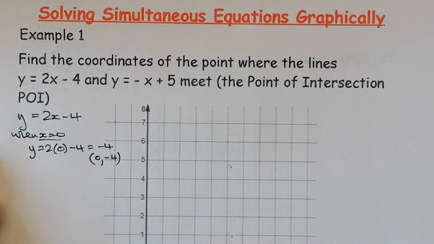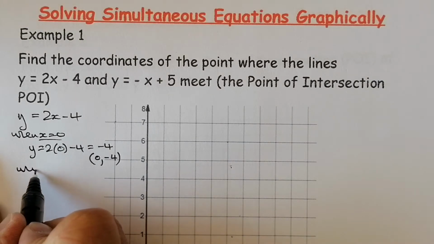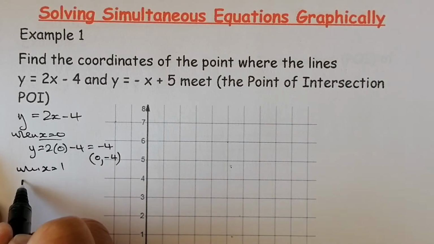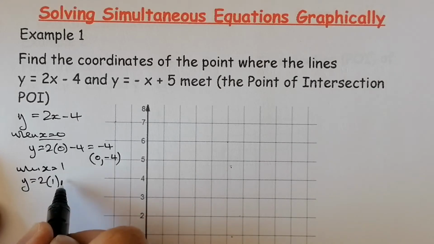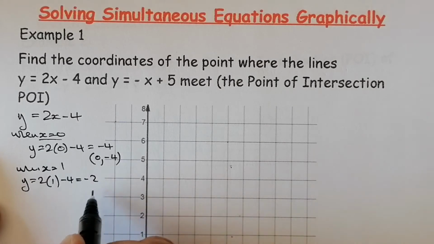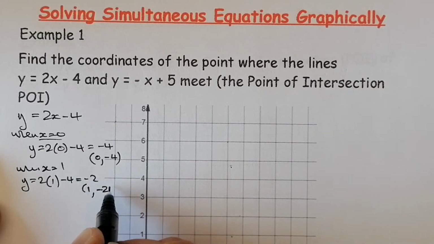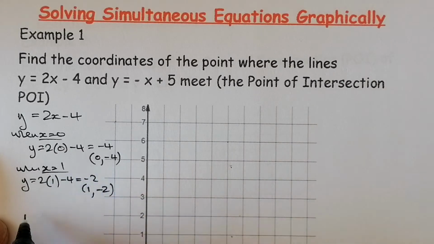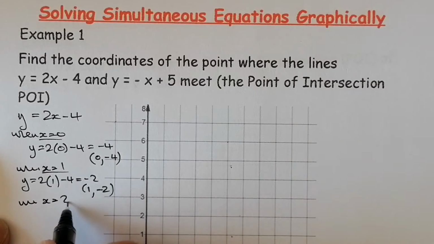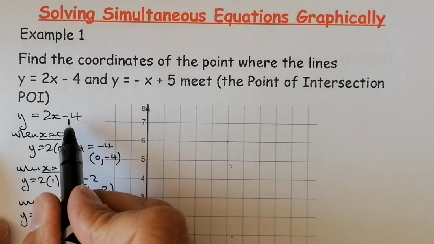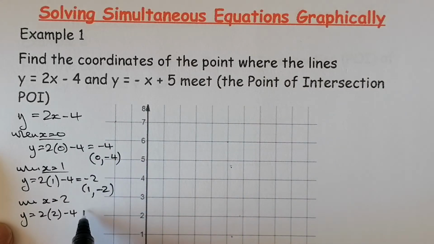So 0, minus 4, that's down there on my graph. When x is equal to 1, I know that y is equal to 2 times 1 minus 4, so that gives me minus 2. So the coordinate I've got there is x is 1 and y is minus 2, and I'll plot that in a minute. When x is equal to 2, y is equal to 2 times 2 minus 4. So all I'm doing is just using the equation again, remember, and that equals 0. So that was 2, 0.